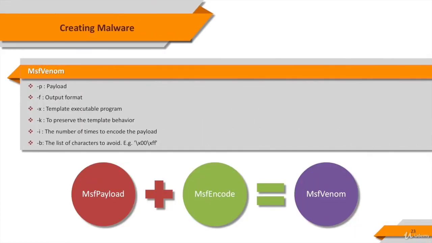MSFvenom is Metasploit's standalone payload generator. It's the combination of MSFpayload and MSFencode, putting both of these tools into a single framework instance. That means MSFvenom is a combination of payload generation and encoding. You can do everything that you can do with MSFpayload and MSFencode. You can generate a payload, encode the payload, avoid bad characters, use a custom template, and more.